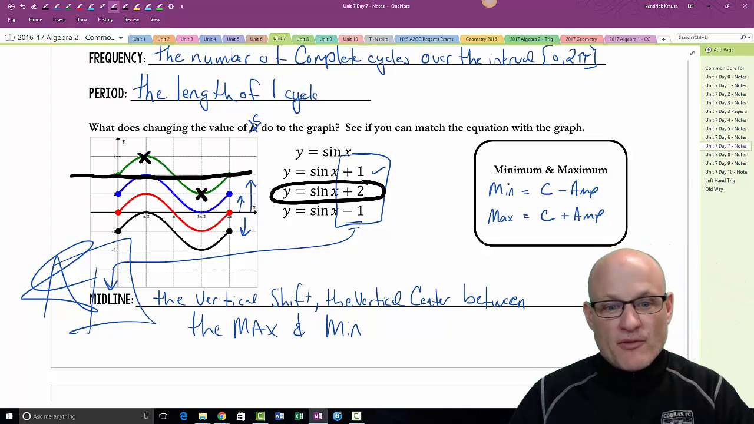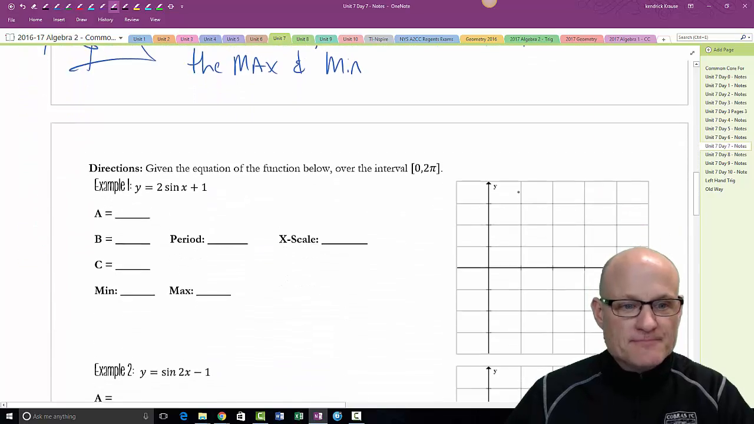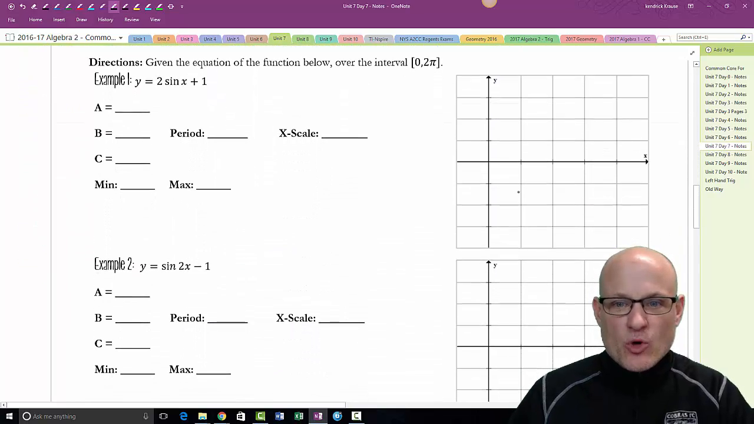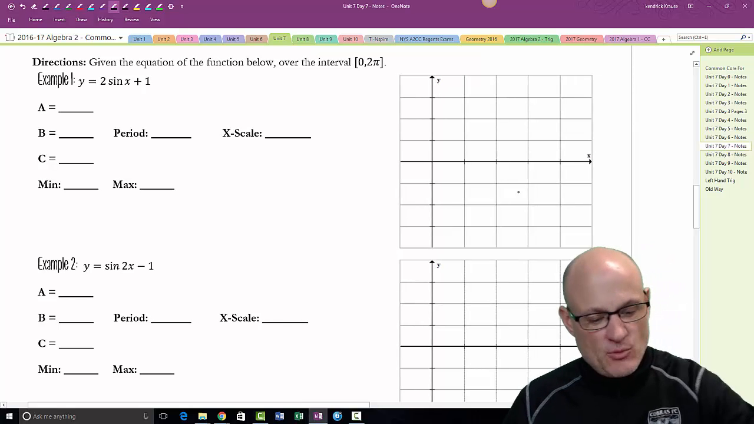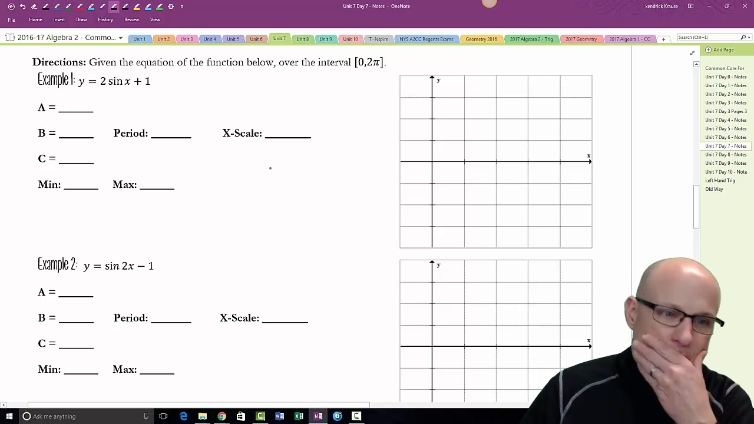I have to circle a couple of things to fix for when this goes to print. All right, so let's just work with this, and we're going to see how this works. So A is 2.